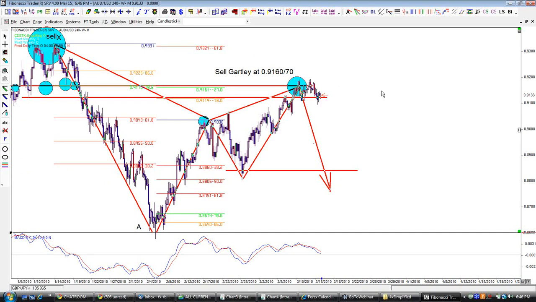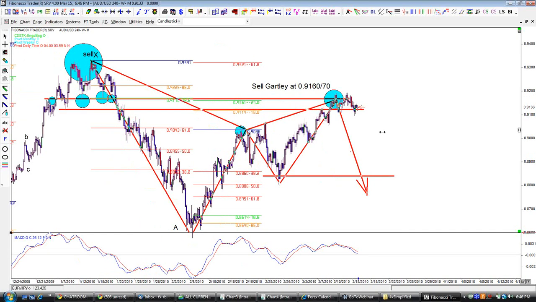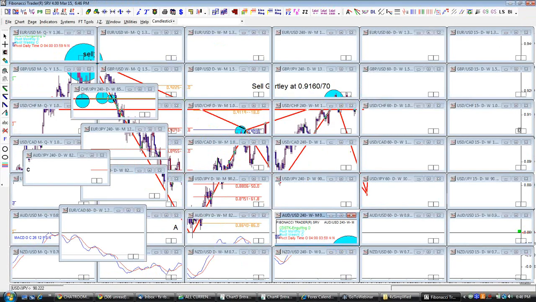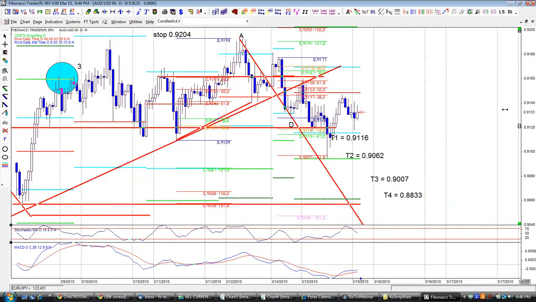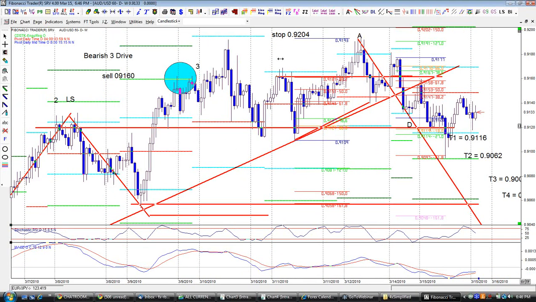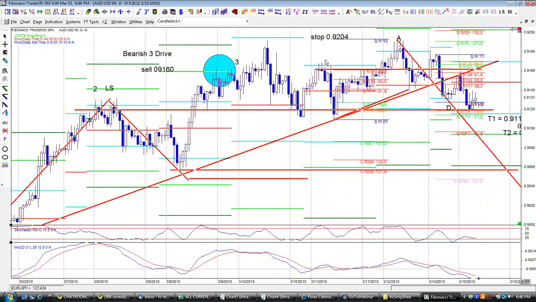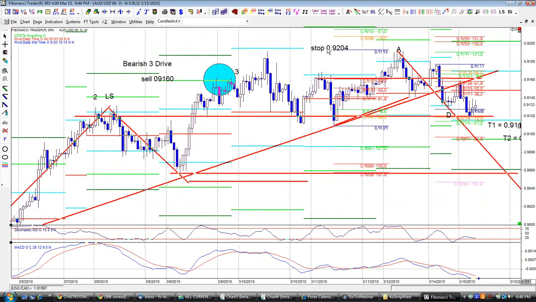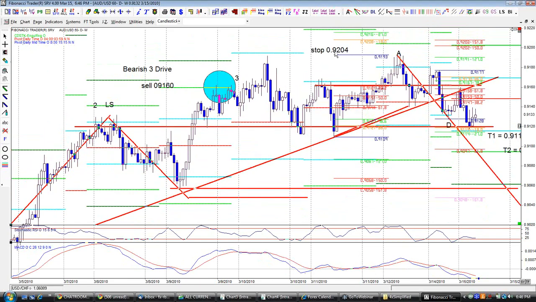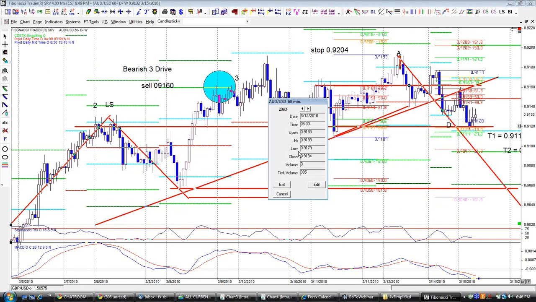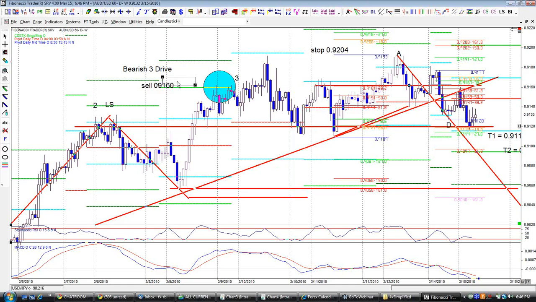Aussie USD 4-hour chart, bearish Gartley. We also had a 3-drive pattern converging with the Gartley. The initial stop was 92.04. The high went to 91.93. The entry was 91.60.